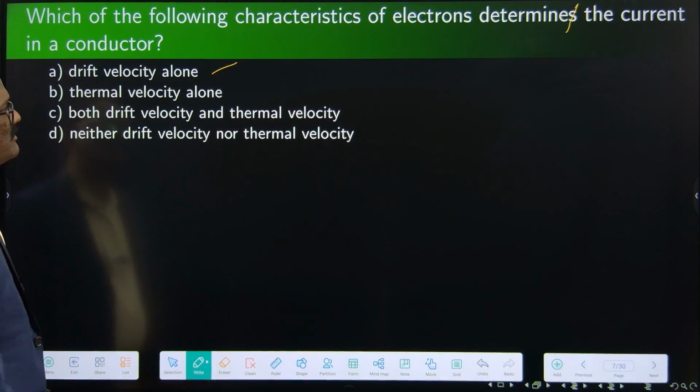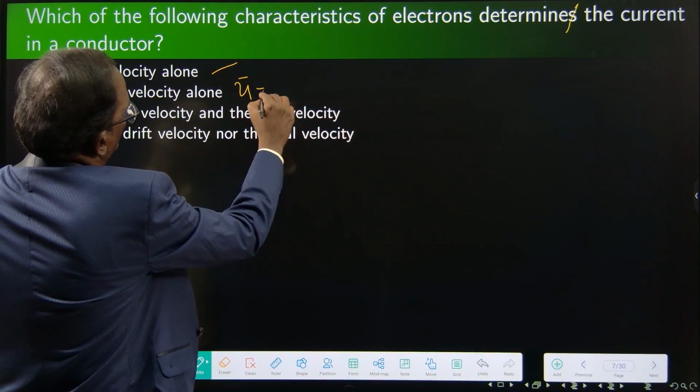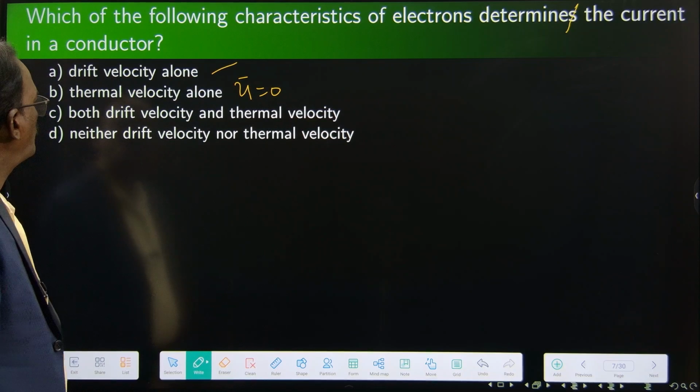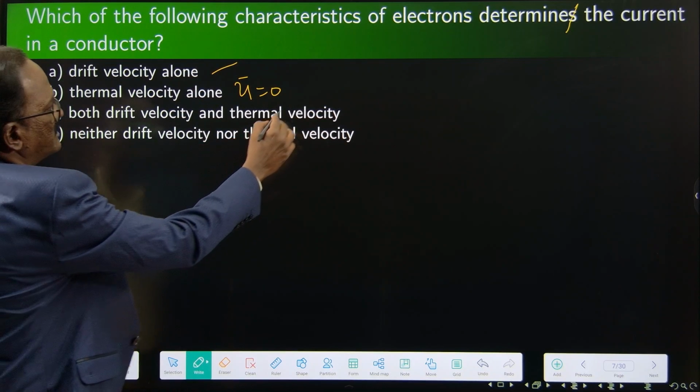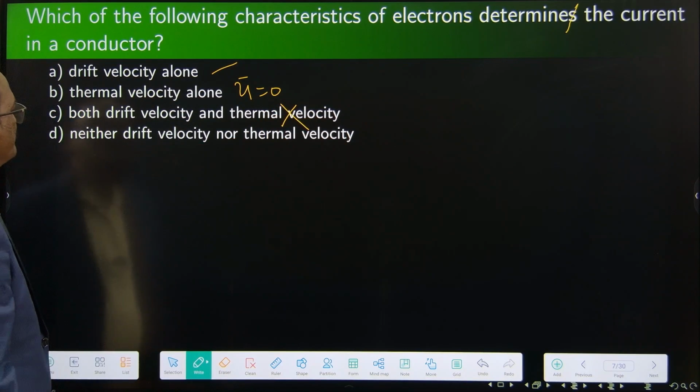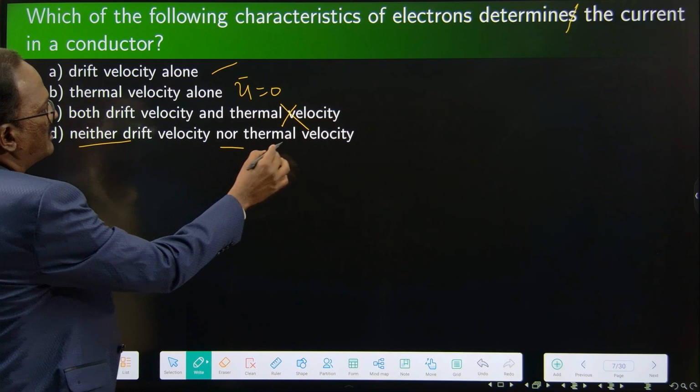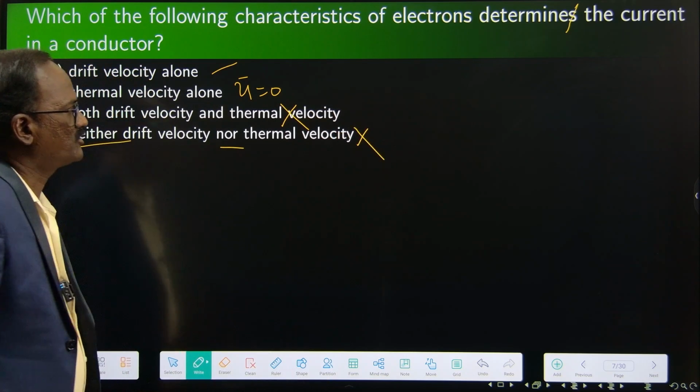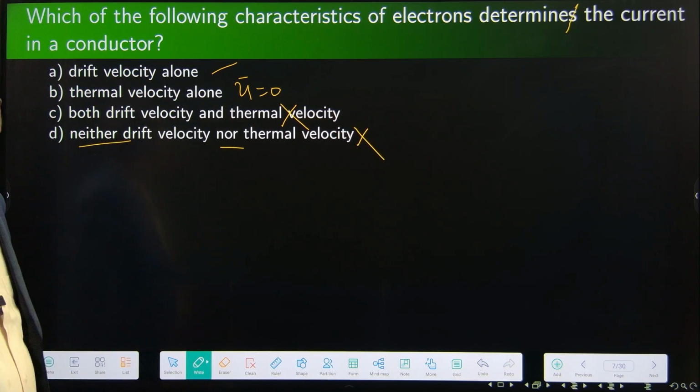Thermal velocity alone, no. Thermal velocity, the average value is 0. Both drift velocity and thermal velocity should not come. This is neither drift nor thermal. This is absolutely wrong. Drift velocity only. Yes, right.